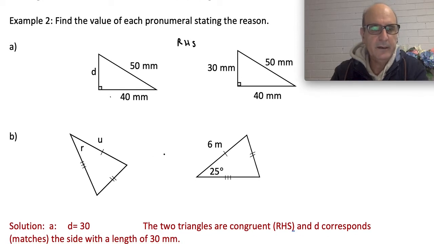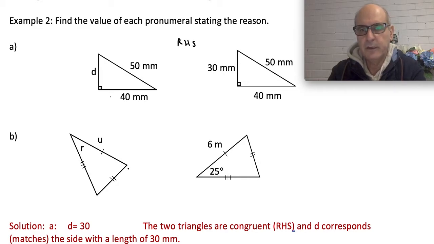For B, they want us to find U and R. These two triangles are congruent. Why? Again, you have this side has got three lines, three dashes here, three dashes here. So they are equal. This side is equal to this side. This side has got one dash, this has got one dash, they are equal. This has got two dashes and two dashes, they are equal too. So we've got a case of congruent triangles. Why? Side, side, side, because three sides are equal.